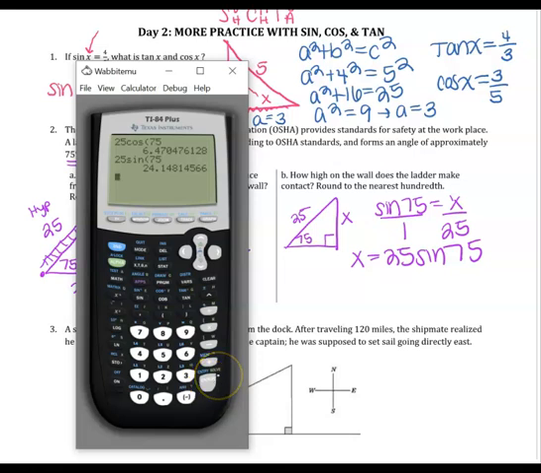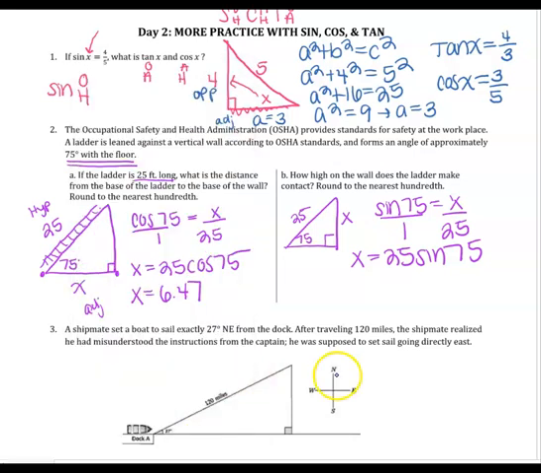And to the nearest hundredth, I'm getting 24.15. And that's using cosine and sine to solve my triangle. All right, next question.